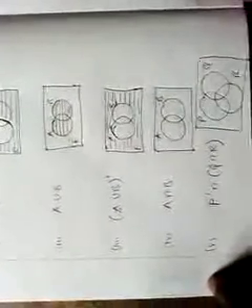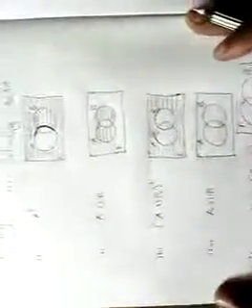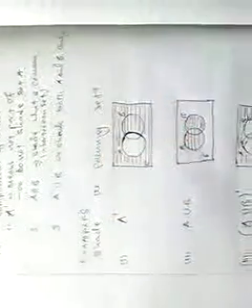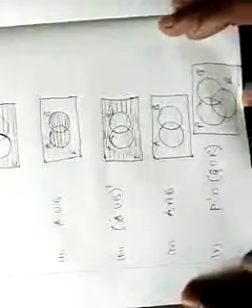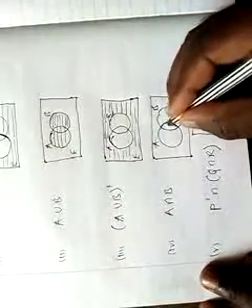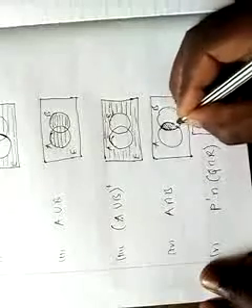The next one is A intersect B. A intersect B, according to rule number 2, shade what is common. So what is common between A and B is this one. This is common, this is the intersection. So this is what we are going to shade only. So this is the A intersect B.